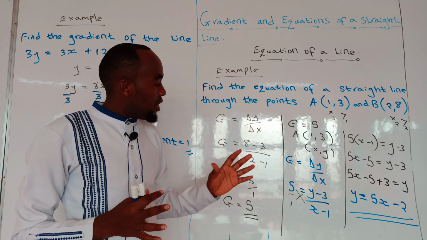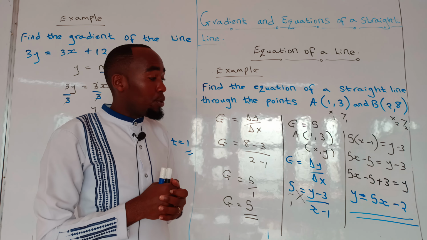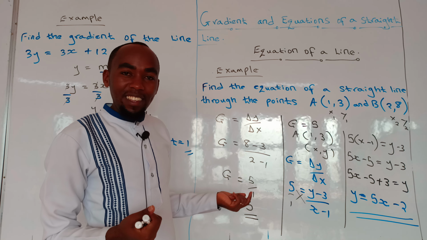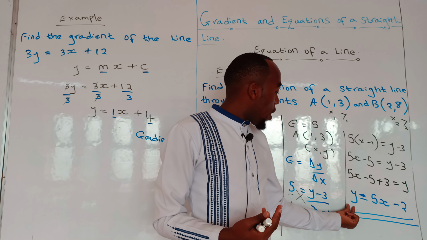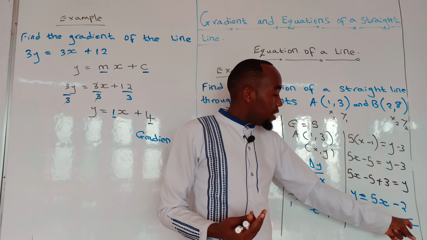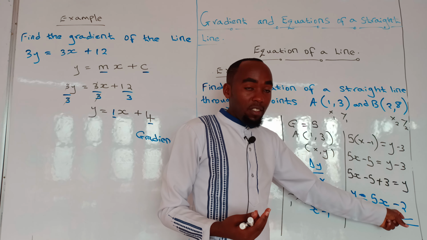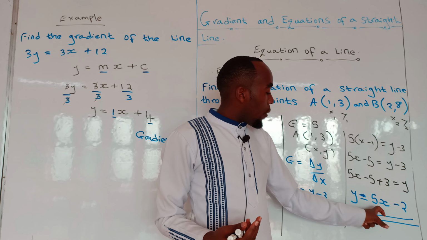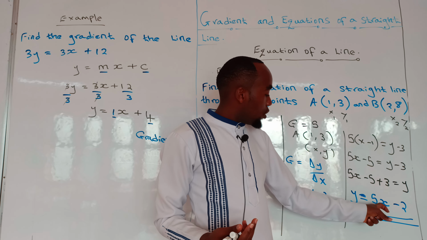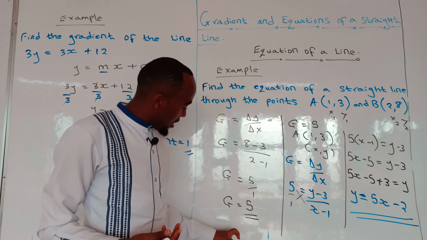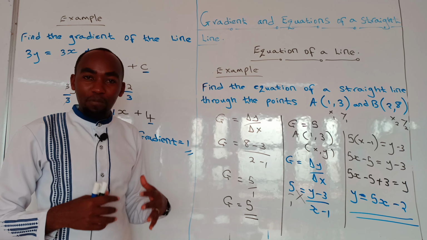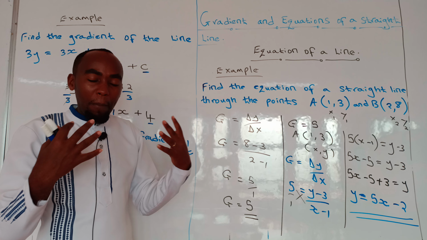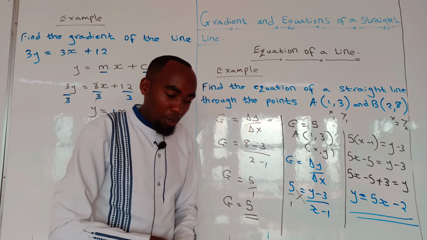I hope you get what we've done there. And of course you can see, you remember I told you, when you write your equation in the form of y is equal to mx plus c, our c, which is a constant, is negative 2, and of course our m is 5, and the gradient is 5 as we had calculated together. You see, these things become easier and easier as we continue.